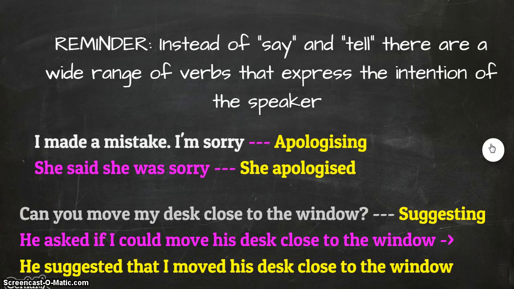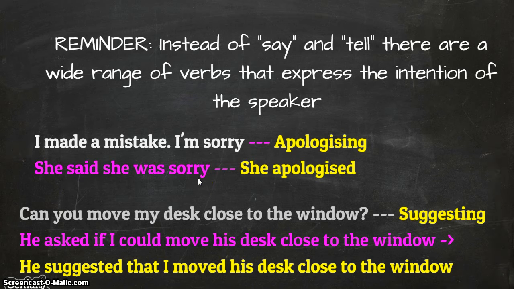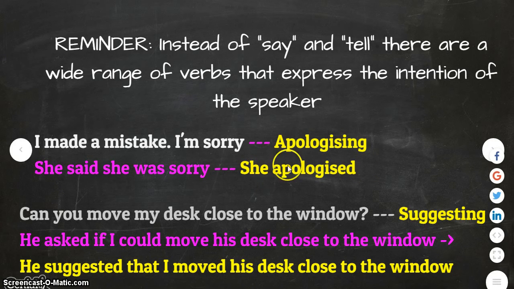Instead of say and tell, there are plenty of reporting verbs that we can use that have more meaning and express a function, express an intention. They say much more than say or tell, which is, let's say, aseptic reporting. It has no life, it has no spice in it. Okay, take this statement for example. I made a mistake, I'm sorry. What's the speaker doing? They are apologizing for something, okay? So instead of saying she said she was sorry, which is quite regular, normal, we can say she apologized. By apologizing, we are including this information already, okay?